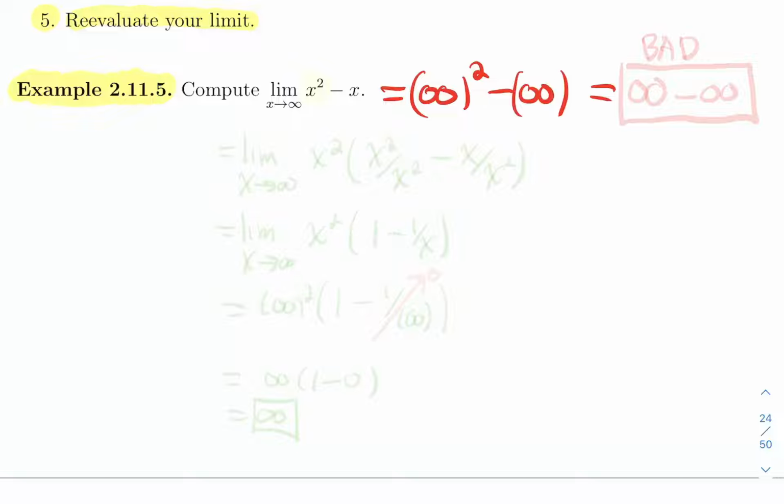So infinity minus infinity. And of course, that's bad.